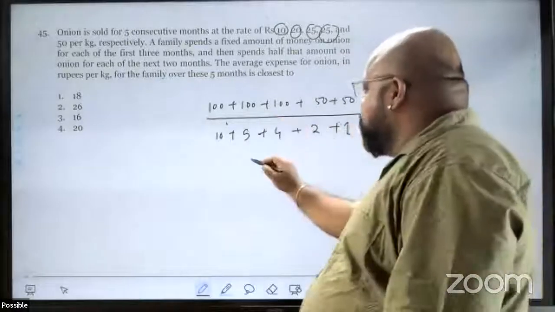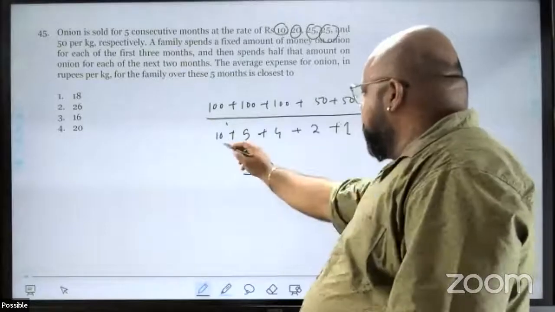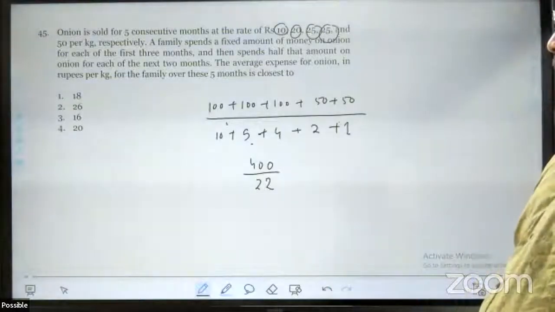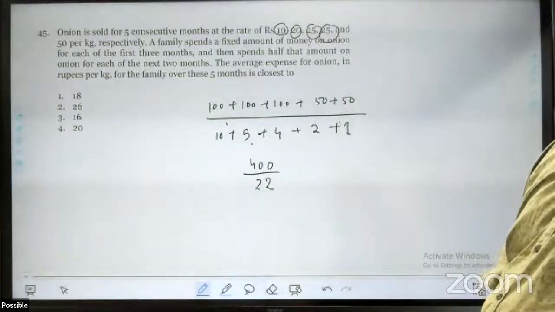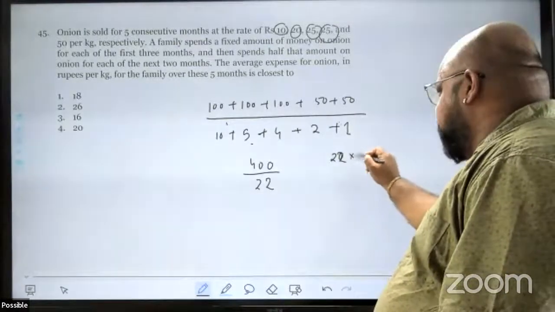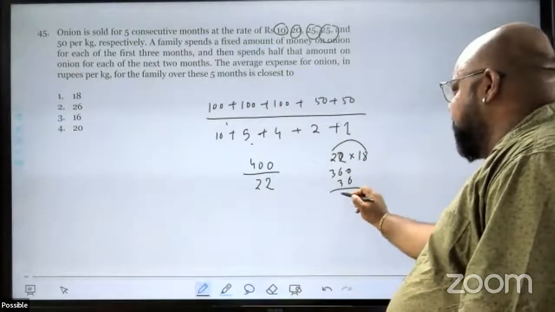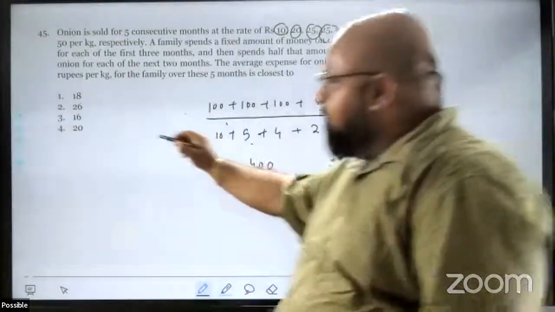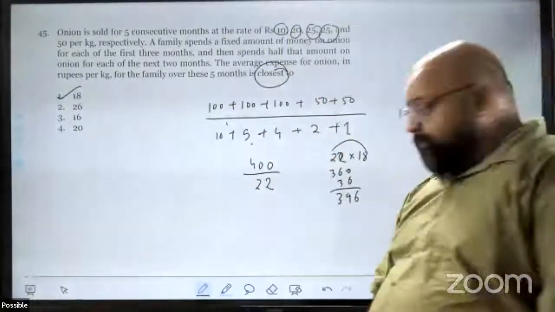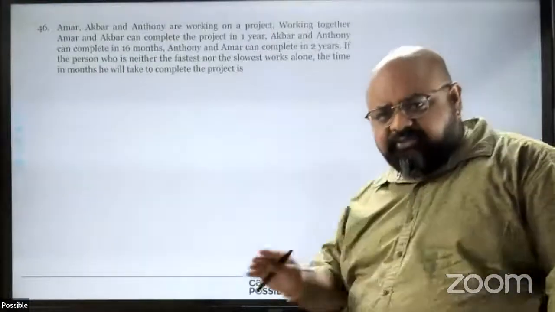So what I'm left with is 400 upon 22. If it were 400 upon 20, the answer would have been 20. The answer here will be just less than 20. I'm checking for 18, therefore 22 into 18 is nothing but 360 plus 36, 20 into 18, 2 into 18 is 396. This is pretty close to 400, so the approximate answer becomes 18, closest, right? Definitely a doable question, conceptually pretty simple.